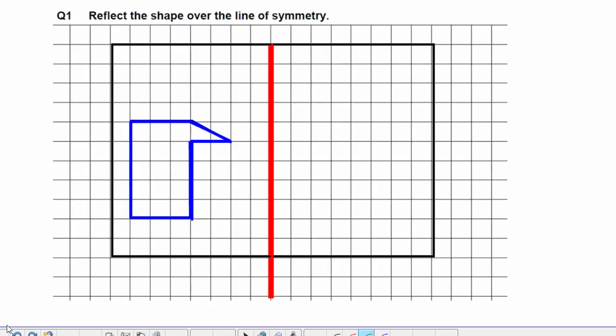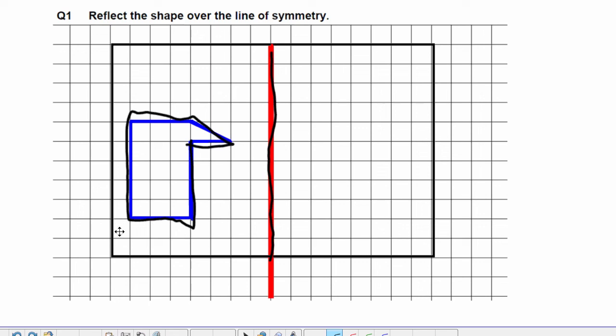Okay, we'll have a quick look at reflection. So there's a couple of ways of doing reflections. The easiest way I do it, again, use trace paper. This is my tracing paper here. I've traced the shape, just going over it roughly with my pen. And I would also trace the line. So you also need to trace your mirror line.